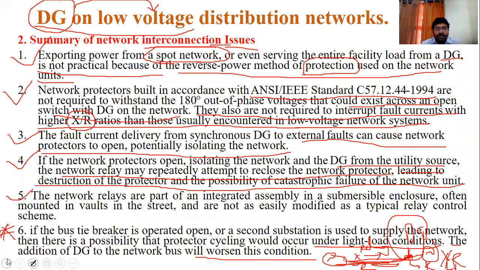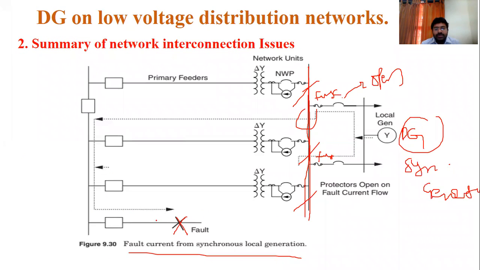As a third point, you see this: the fault current delivery from the synchronous DC to the external fault can cause the network protection to over-potential isolate the network. This is one. Whenever a fault occurs in the system, it may lead to isolation.